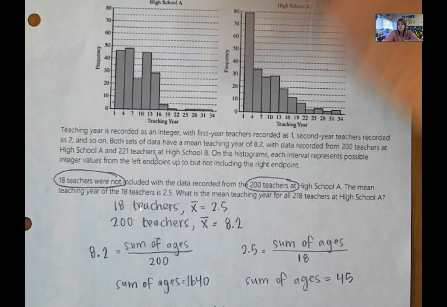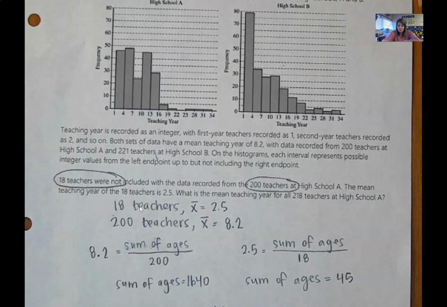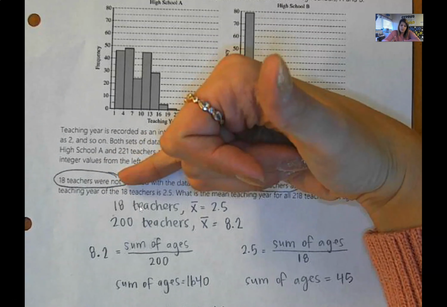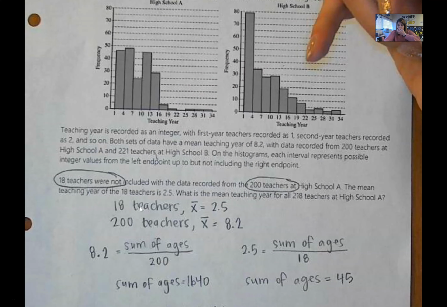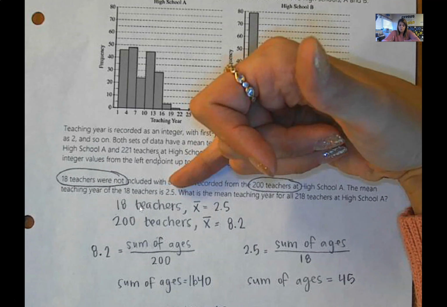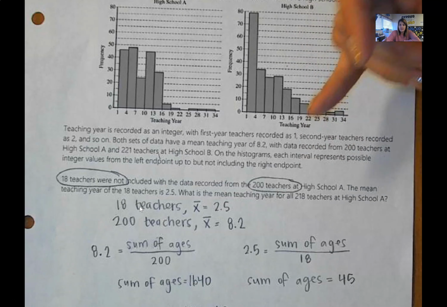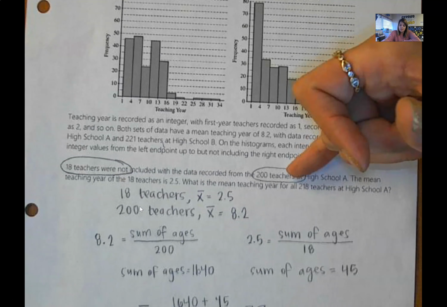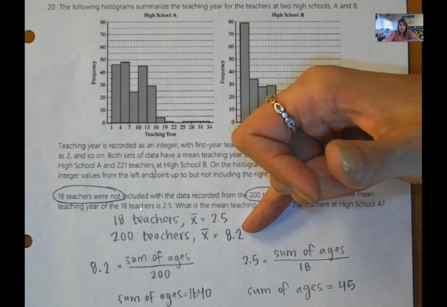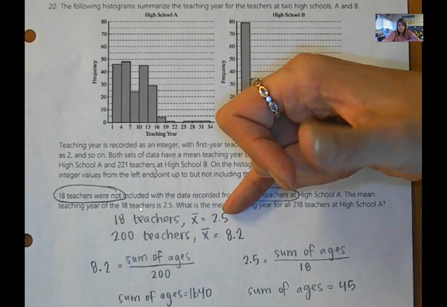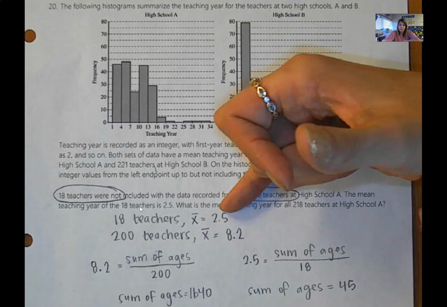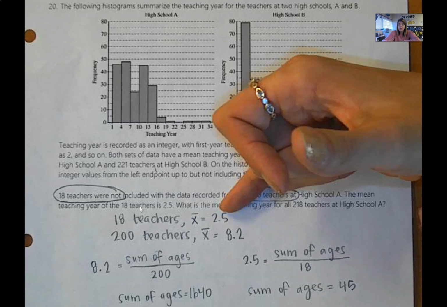They say, for some reason, we left 18 teachers out, and now we want to put them back in. So we have 18 teachers we did not include that had a mean of 2.5. So their teaching year was 2.5. What is the mean of all 218 teachers? So 200 teachers had a mean of 8.2. They give that to me in the prompt. And then these random 18 teachers that we didn't include for some reason had a mean of 2.5. So now we've got to find the overall mean.